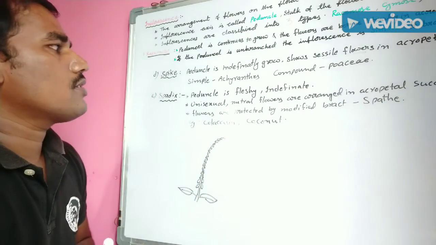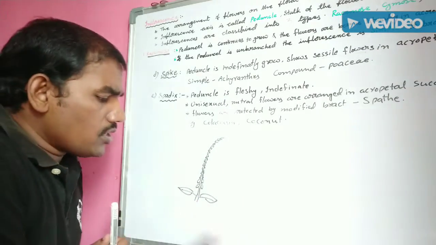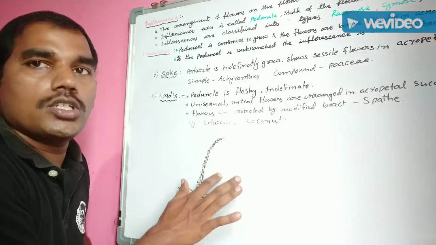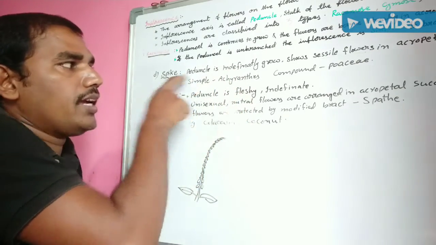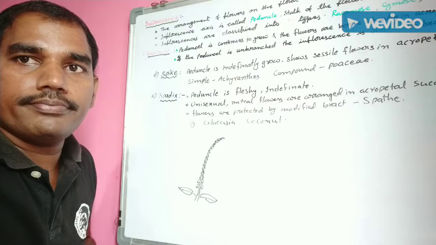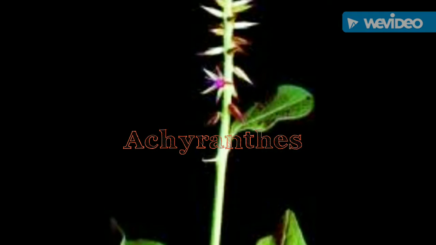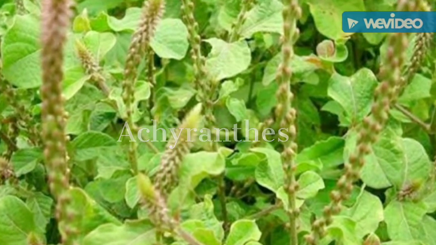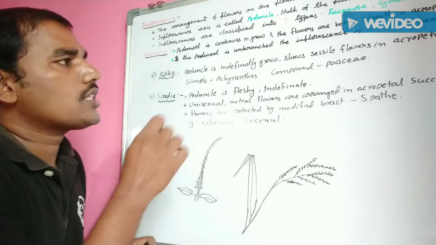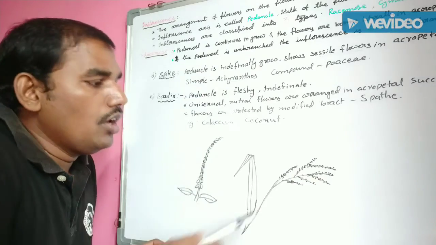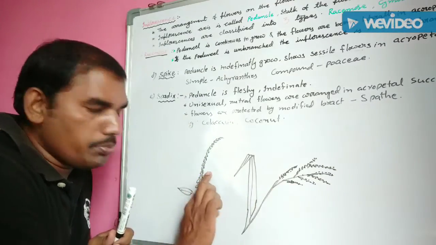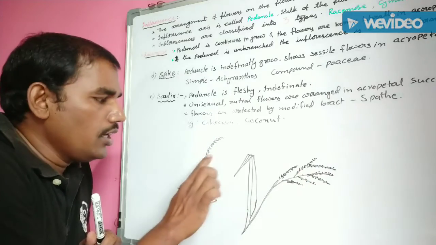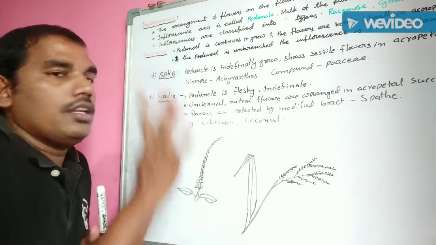The spike inflorescence is further divided into simple and compound. If the peduncle is unbranched, this type of inflorescence is known as simple spike. Example, Achyranthes aspera, Kittanara. If the peduncle is branched, this type of inflorescence is compound spike. Example, Oryza sativa. In this compound spike, every branch resembles a simple spike.